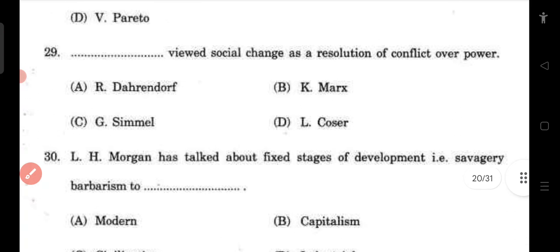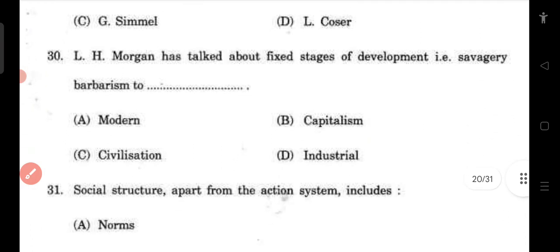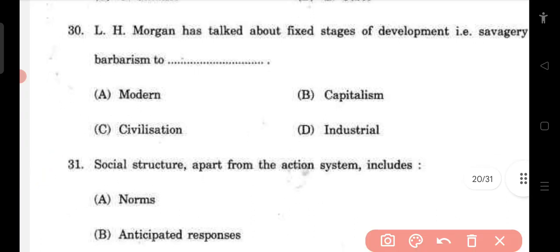Question number 29 is asking who viewed social change as a resolution of conflict over power: Karl Marx, George Mill, and Husserl. Resolution of conflict over power. So here the answer should be Ralph Dahrendorf. Question number 30 is asking: Lewis Morgan has talked about fixed stages of development: savagery, barbarism, modern capitalism, civilization, industrial. So here the answer should be civilization.